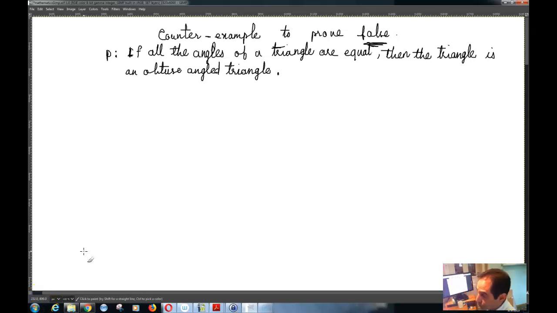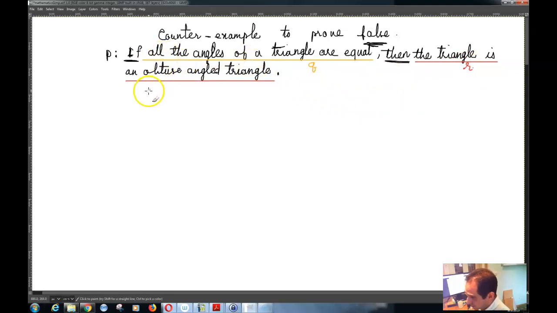Okay, so now in order to use a counterexample to prove that this statement is false, you have basically an if-then clause. This is your if, this is your then. So using a counterexample, I can break down this statement: I can take this part as Q, and I can take this part as R. And what I have here is now: if Q, then R.